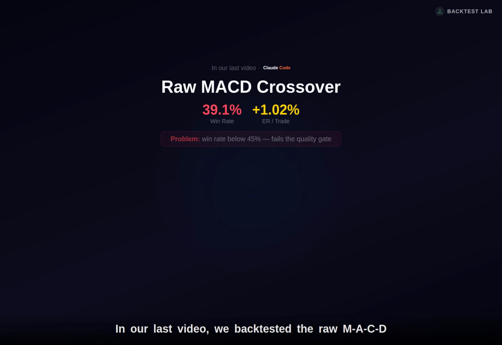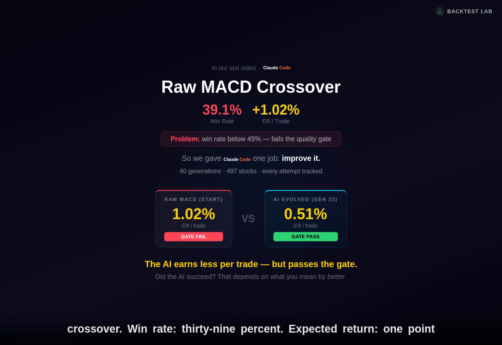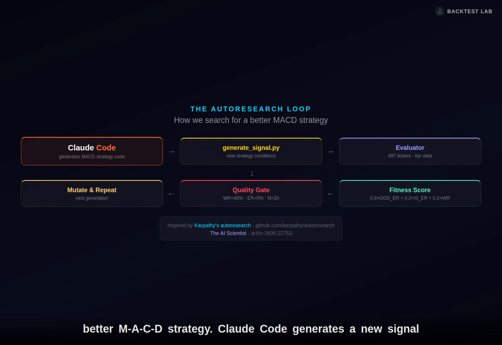In our last video, we backtested the raw MACD crossover. Win rate, 39%. Expected return, 1.02% per trade. But the win rate failed our quality gate, so we built an AI loop to try to fix it. We gave Claude Code one job: improve the MACD strategy. 40 generations, 497 stocks, and what it found is going to depend entirely on what you mean by the word better. Here is the loop we built to find a better MACD strategy.